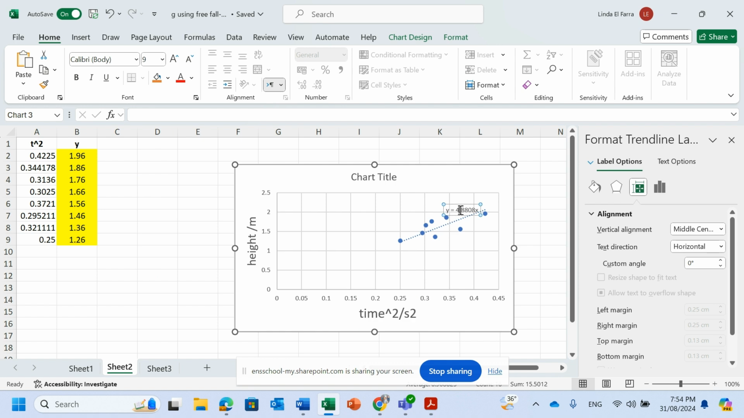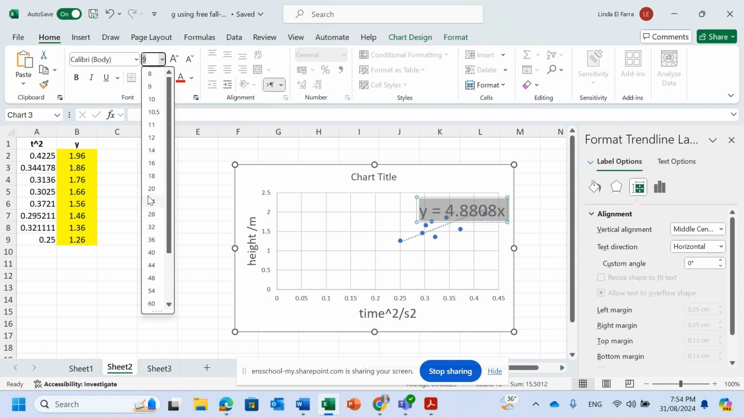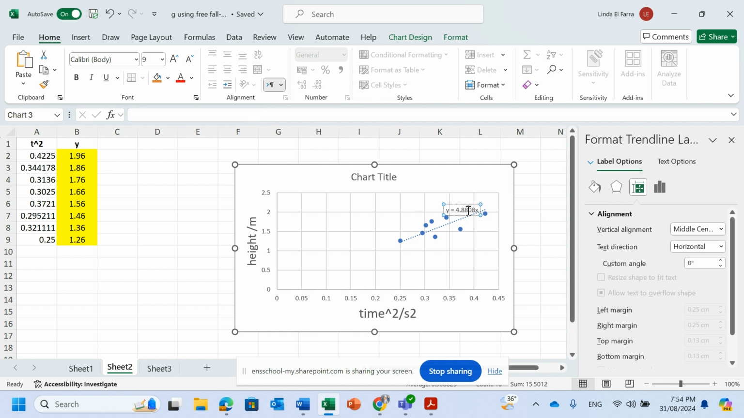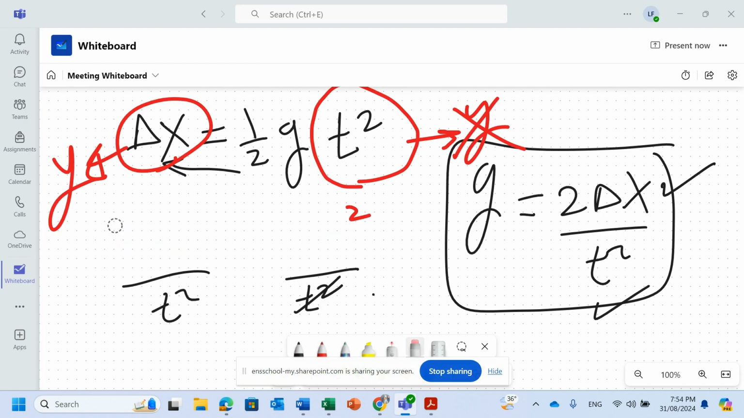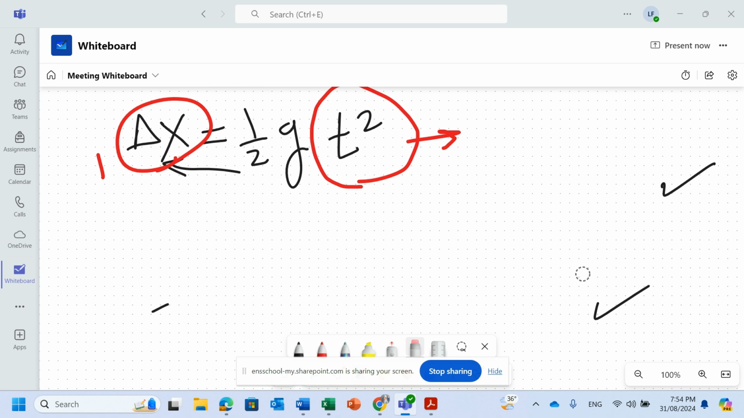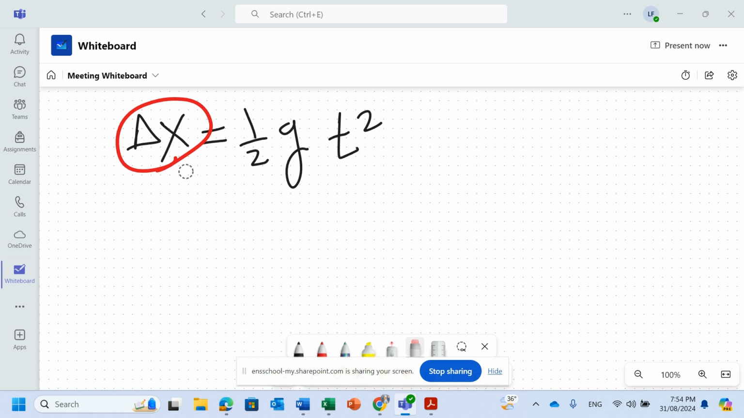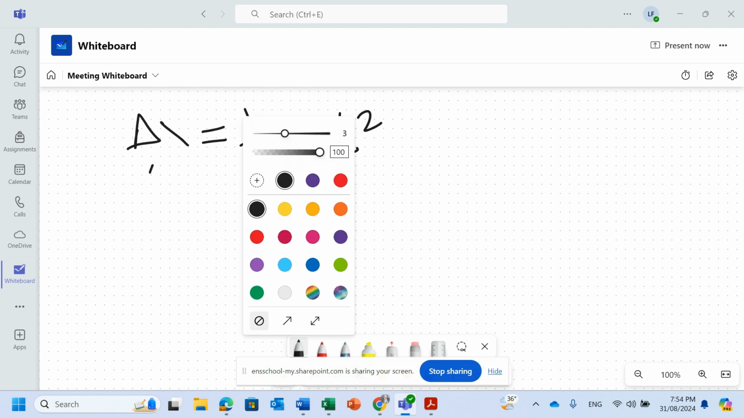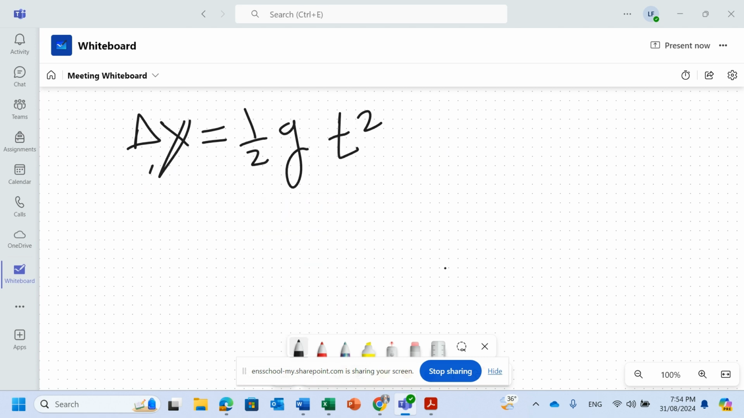I would like you to look at this equation. I have y equals the slope times x. Y equals 4.8 times x. Let's go back here. So the value of the slope I've got, slope m, equals 4.88. This is the slope.